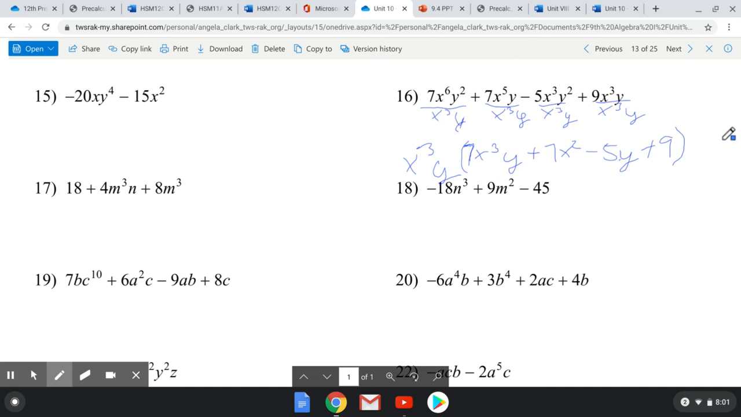So this is what our answer ends up being. We have x to the third y times all of this. And if we distributed the x to the third y back through, we would be back at our original.